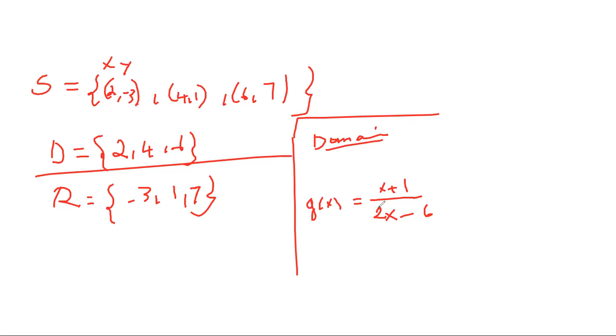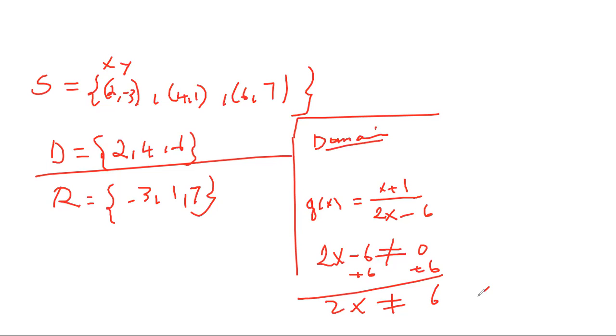Find the domain. So when you have a fraction, you take the bottom, and you say that can't be 0. Then you solve it, just like you solve equations. What do you do? Add 6. Cancel the 6. That's right, 2x can't be 6. Then divide by 2, that means x is not equal to 3.